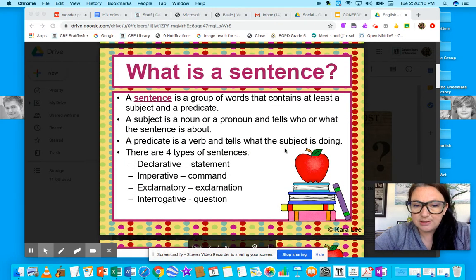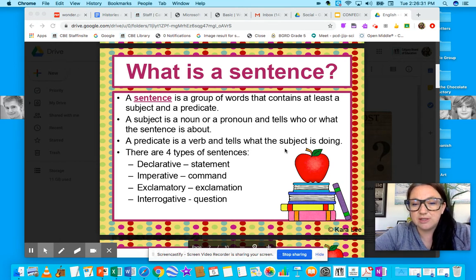So we're going to go down to what is a sentence. In a sentence, you have a group of words that contains at least a subject and a predicate. A subject is like a noun, which tells what the sentence is about. The predicate is a verb. So each sentence has to have at least a subject and a verb. And there are 4 types of sentences.